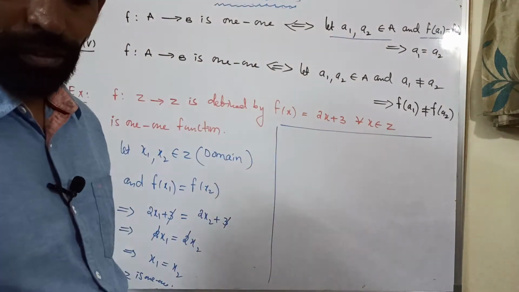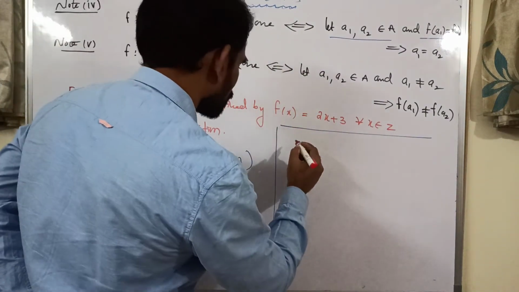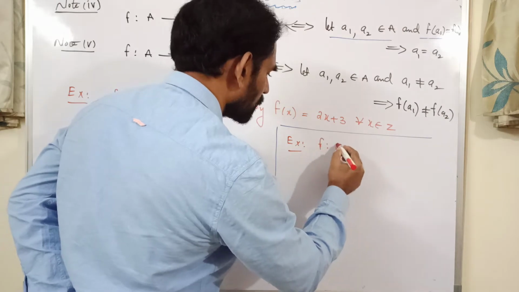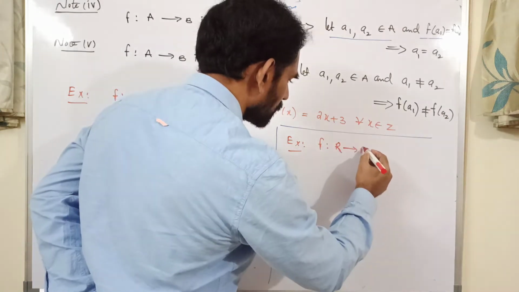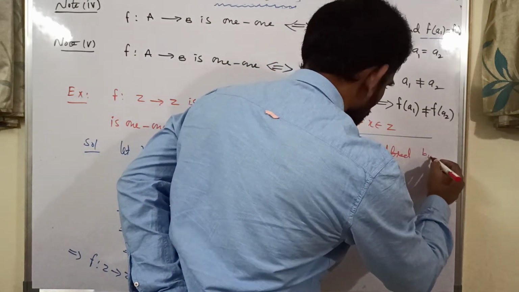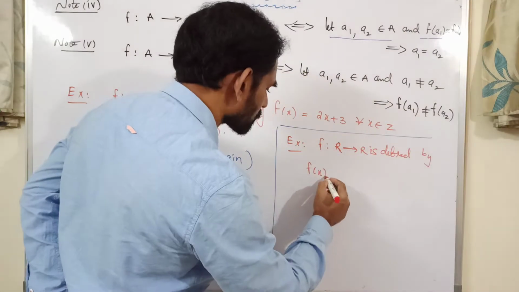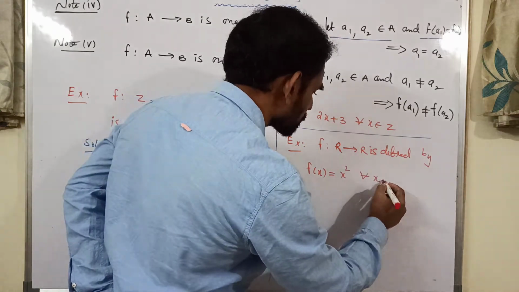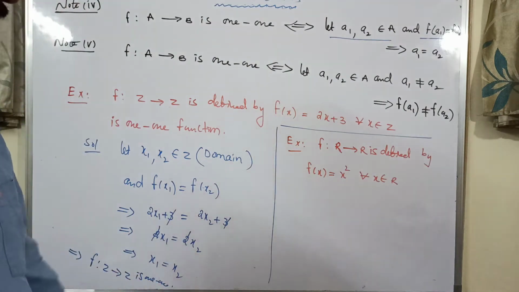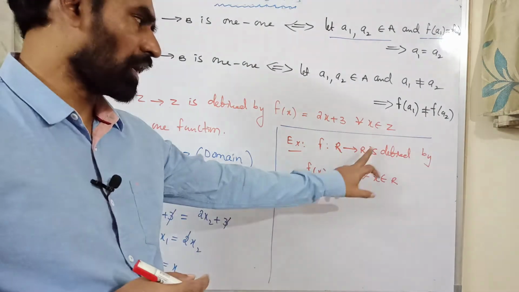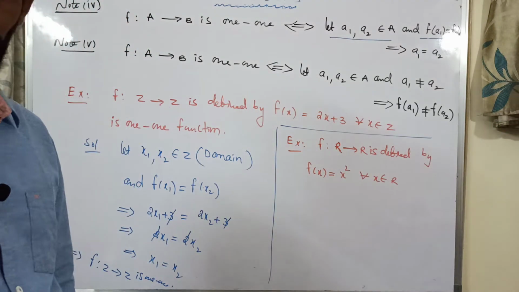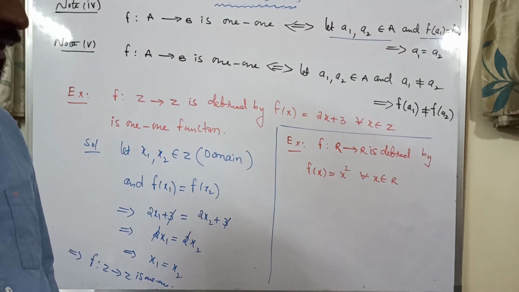So observe another example I am writing here. I am taking another example. Real number set: f from R to R is defined as f of x equals x square for all x belonging to R. Is it one-one or not? We have to check. R means the real number set, domain and codomain. You have to verify whether it is one-one or not.